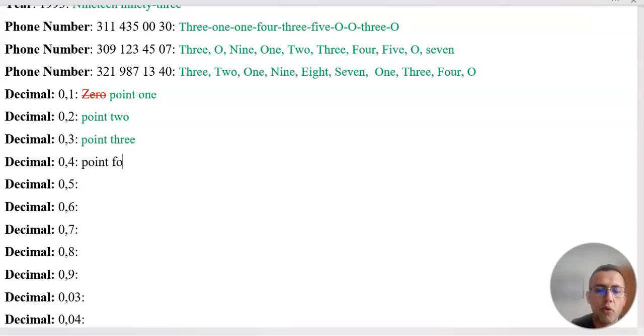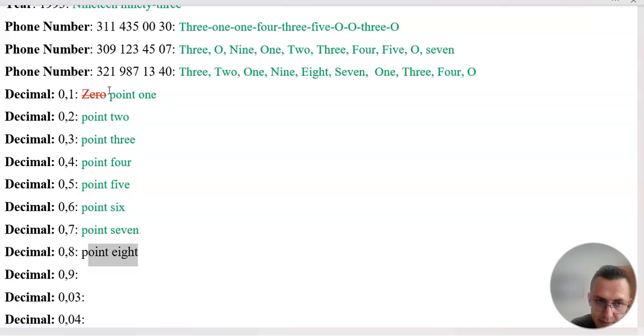0.4, point four, that's good. The next one, it would be point five. Good job. The next one, 0.6, it would be point six. 0.7, it would be point seven. Okay. 0.8, it would be point eight. That's right. The next one, 0.9. Got it.